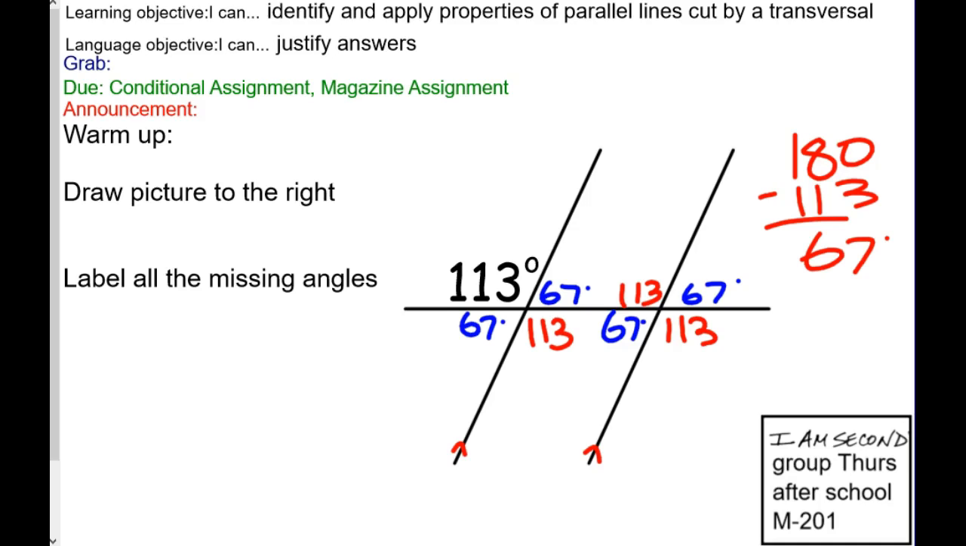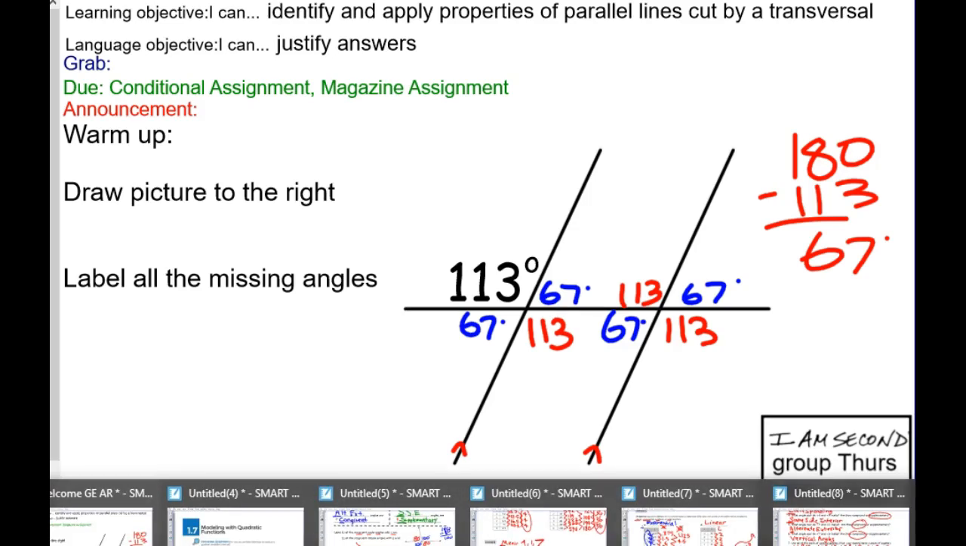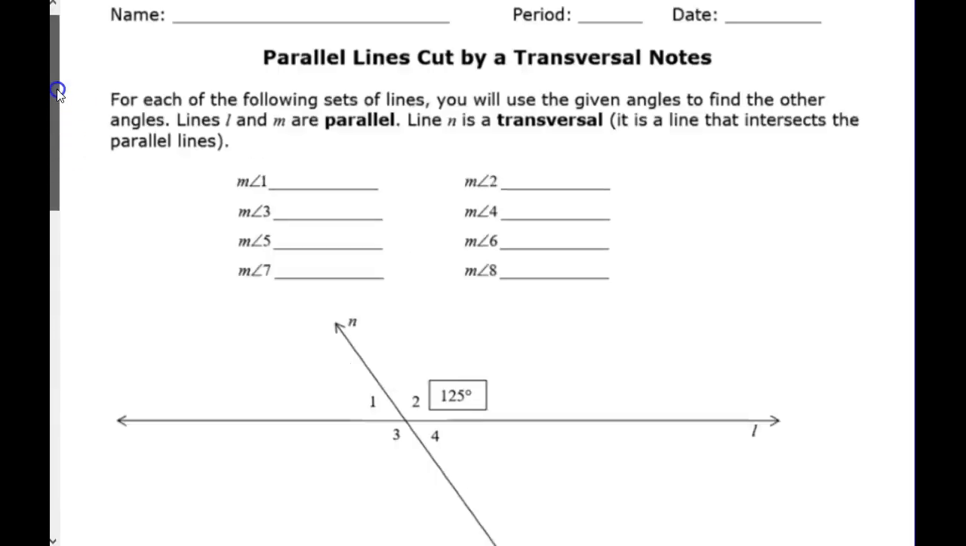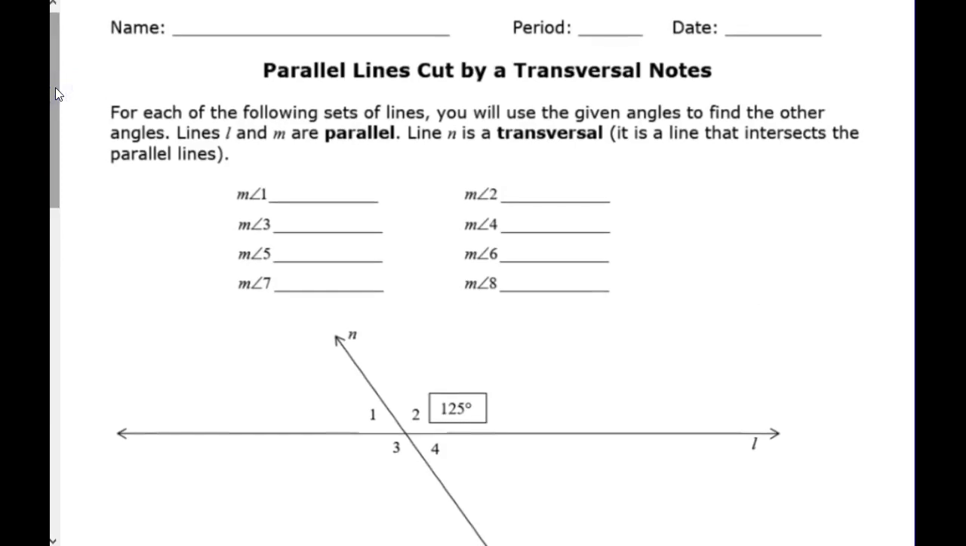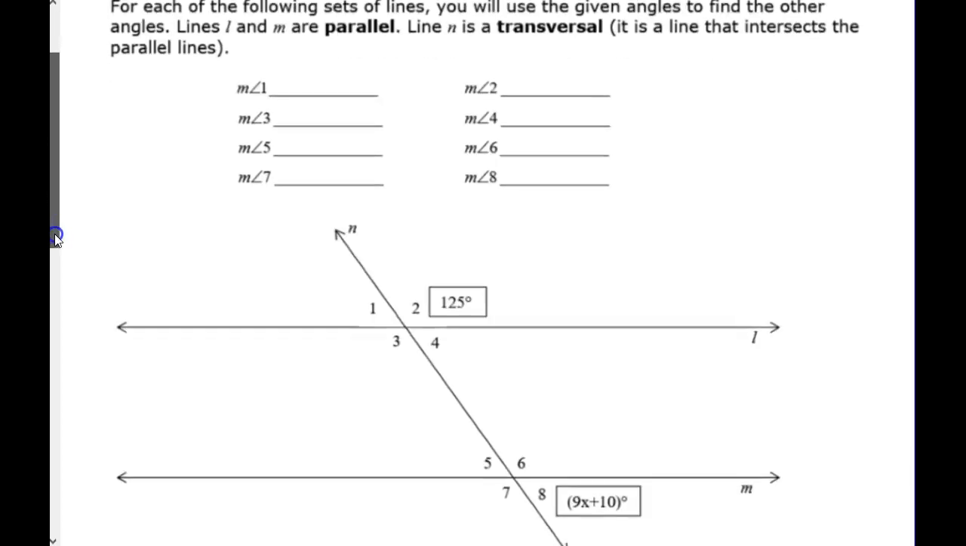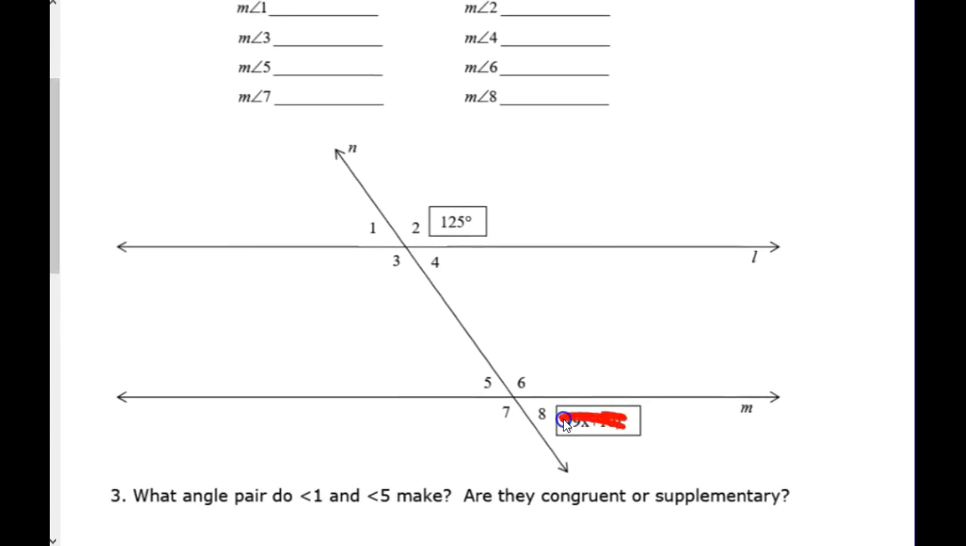All right, let's look at this. So, we just did this on the warm-up, so you can just do it right now. If angle 2 is 125 degrees, can you label the other 7? So again, this is 125. So then, angle 3, what else? Angle 6 and angle 7. Cool.